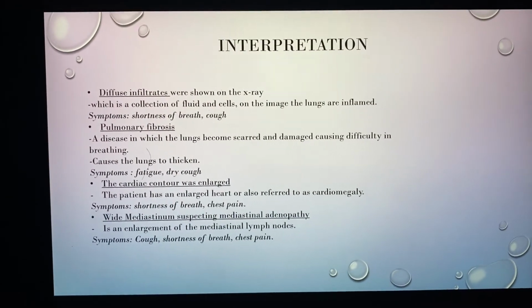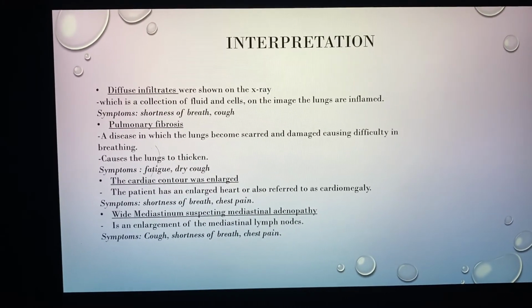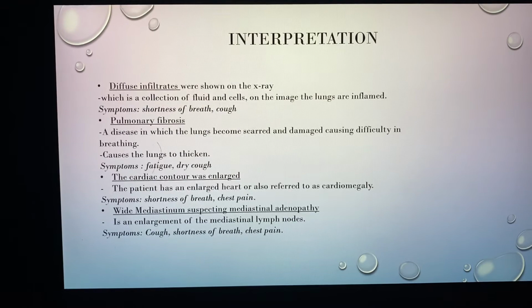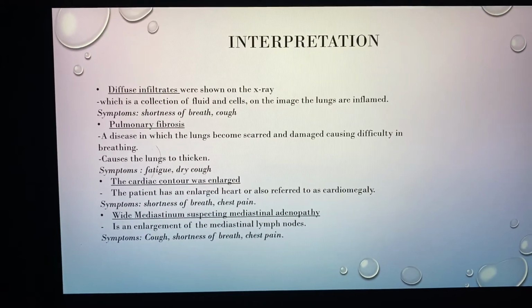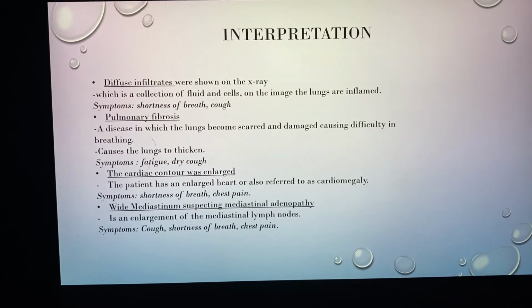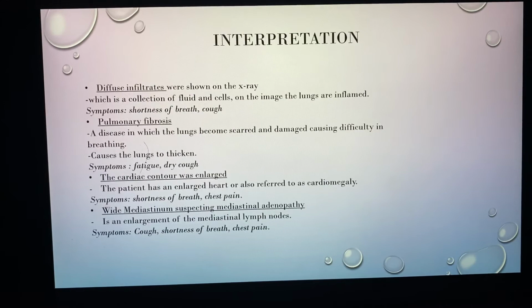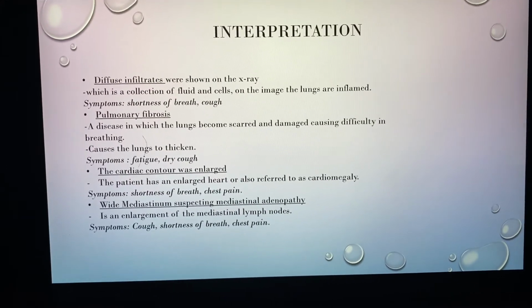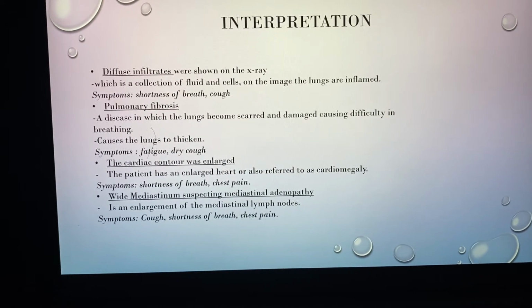So it was diffuse infiltrates we're speaking about. They were shown in the x-ray, which is a collection of fluid and cells on the image in the lungs. They are inflamed. Symptoms of someone who would have this are shortness of breath and cough. Pulmonary fibrosis is a disease in which the lungs become scarred and damaged, causing difficulty in breathing. It causes the lungs to thicken inside. Symptoms, again, are fatigue and dry cough.